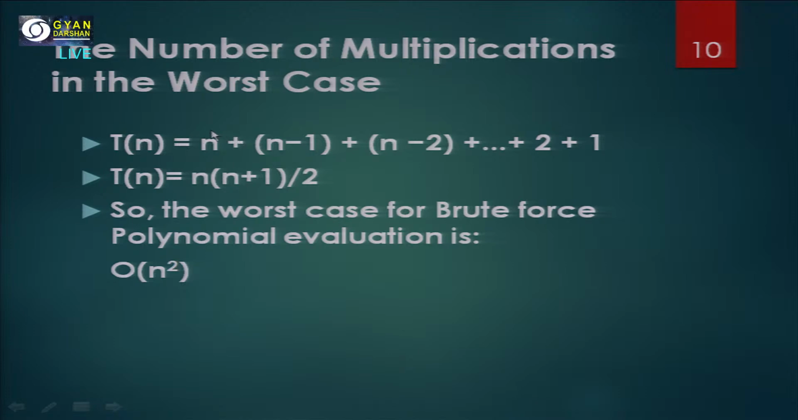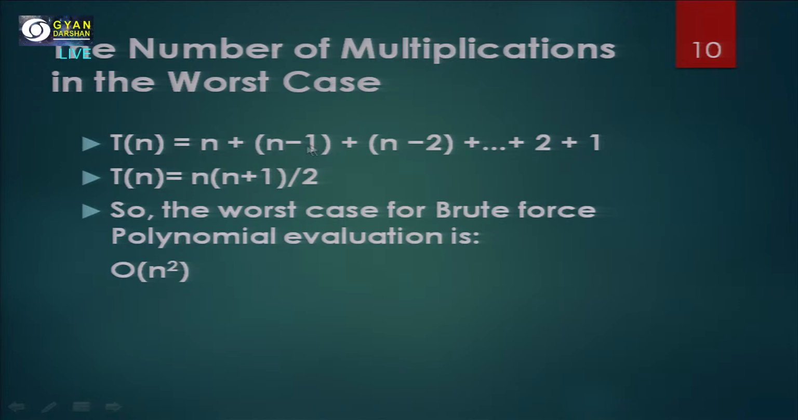For the first term, a n x to the power n, we had to do n multiplications. Then n minus 1 multiplications for the second term. Why n minus 1 multiplications? One multiplication with the coefficient, and n minus 2 multiplications of x within them, because the power is x to the power n minus 1. Likewise, you will move on till 2 and 1.